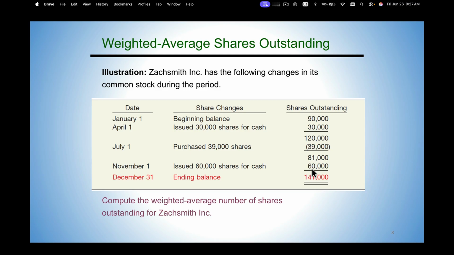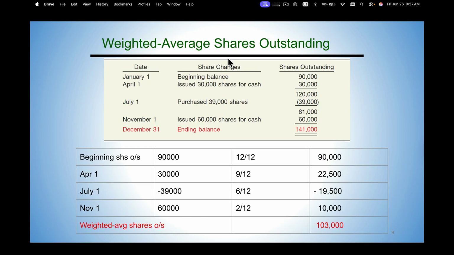So what we need to do is calculate weighted average shares outstanding. There are two approaches to doing this. One is used by the textbook, and that's what we're going to talk about right now. Other people who might have done weighted average computations for other purposes, like inventory, for example, may not be used to this calculation right here.